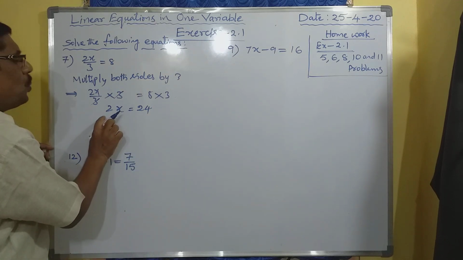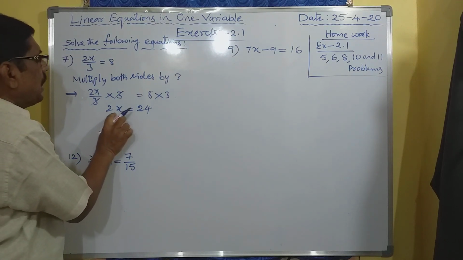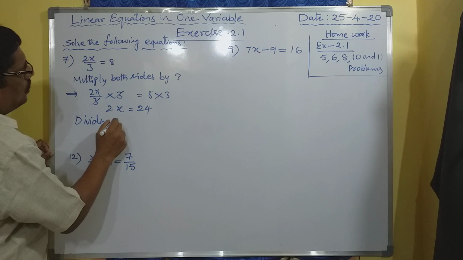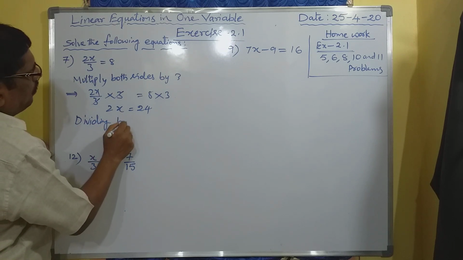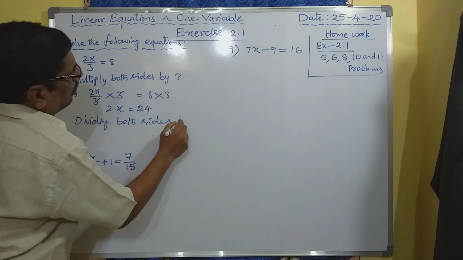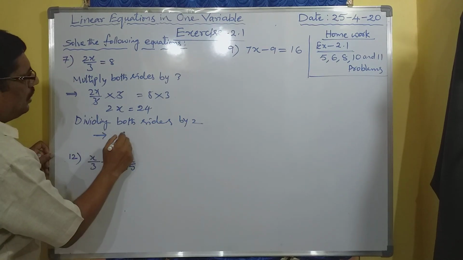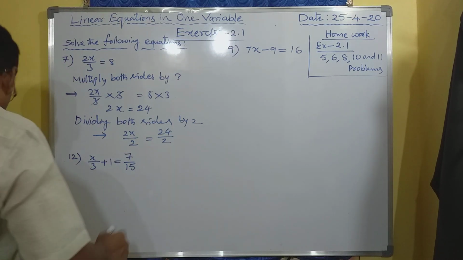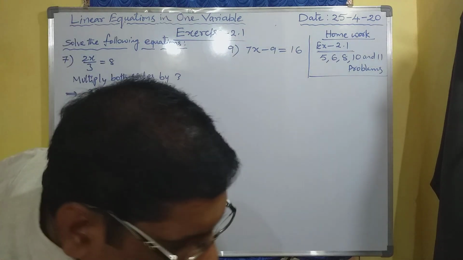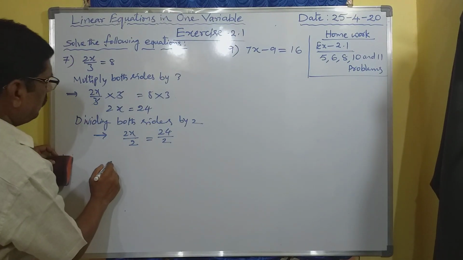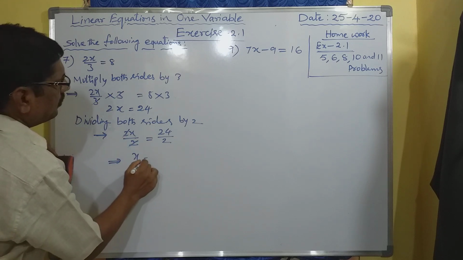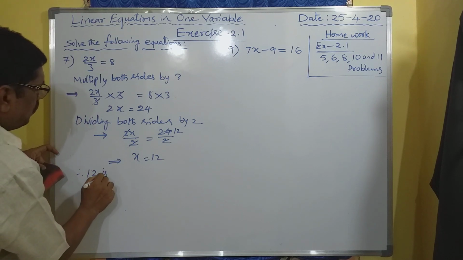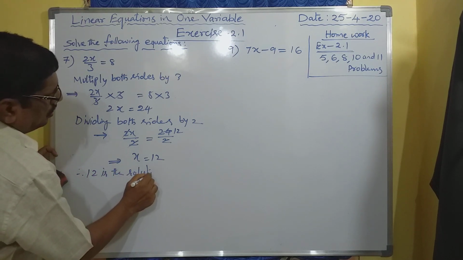Now here we have 2 into x. So 2 is multiplying, so we have to divide. Dividing both sides by 2, then we get 2x by 2 is equal to 24 by 2. So we are dividing by 2 on both sides. Then what will you get? Now look at this. 2 will be cancelled. Then we get x is equal to 24 by 2, which is 12. Therefore 12 is the solution of the equation.